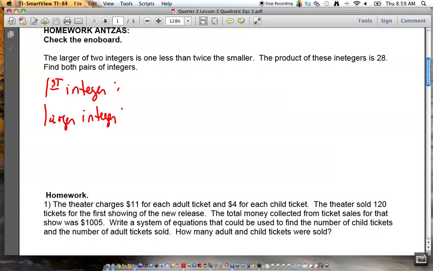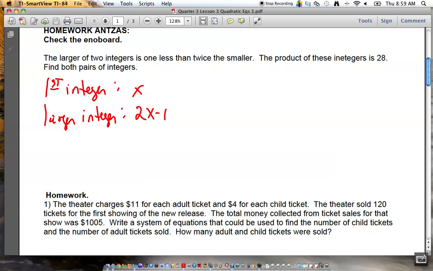Okay, so the larger of two integers is 1 less than twice the smaller. The product is 28. Find both integers. What's the first integer always going to be? X. Nice. What's the larger integer going to be? 2x minus 1. Nice. 2x minus 1 is correct.